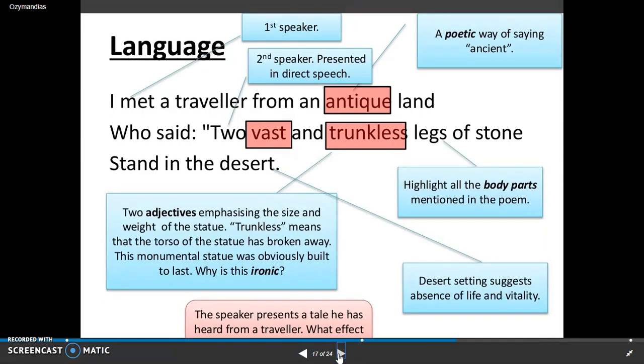So, time for the language. I is the first speaker, and 2 is the second speaker, presenting direct speech. Antique, a poetic way of saying ancient. Trunkless, 2 adjectives emphasizing the size and weight of the statues. Trunkless means that the torso of the statue has broken away. This monumental statue was obviously built to last. Why is this ironic? The legs highlight the body parts mentioned in the poem, and the desert setting shares the absence of life and fertility. The speaker presents the tale he has heard from a traveller.